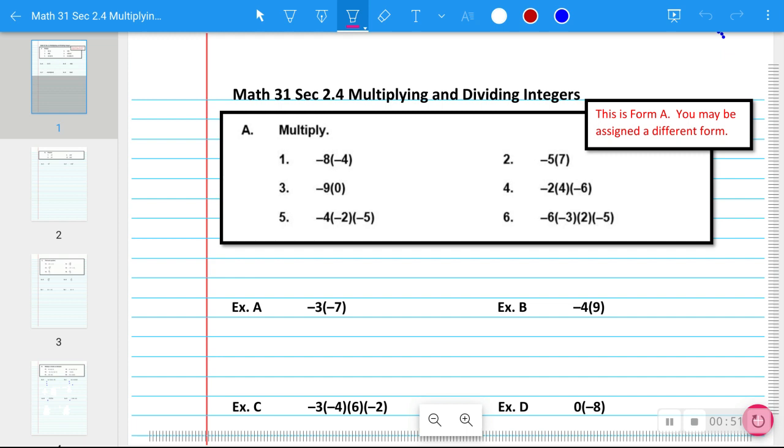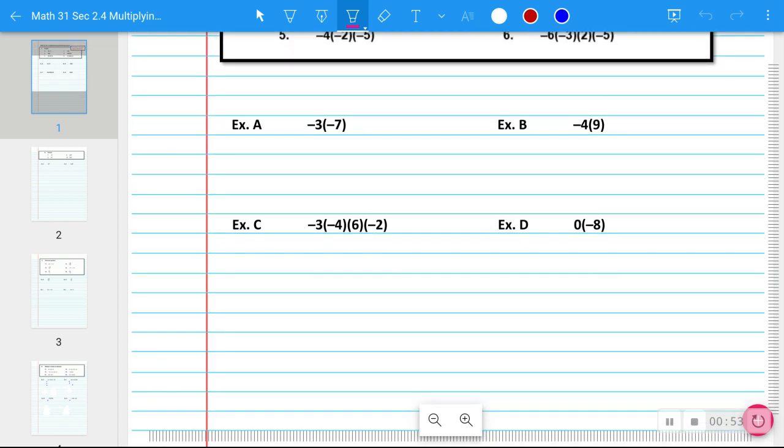Okay, on the first example, example A, your signs match. They're both negative. We've got a negative 3 times a negative 7. Positive answer, 21. Okay, on example B, you've got a negative times a positive. You have a mismatch in signs, so that's a negative answer.